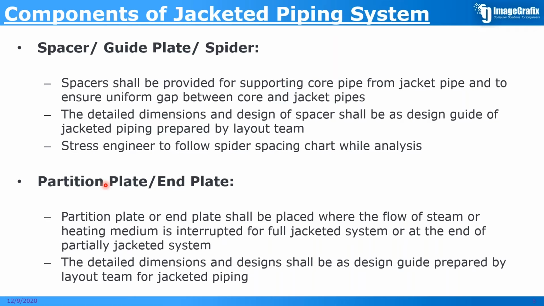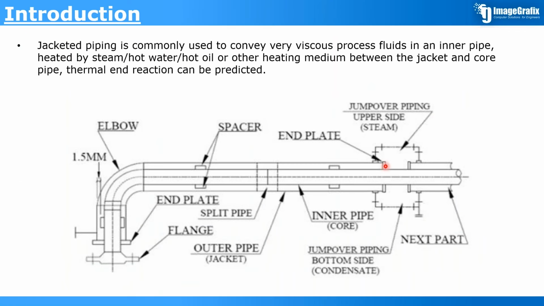Then some partition plates or end plates shall be placed where the flow of steam or heating medium is interrupted for a full jacket system. So in this condition, the flow of steam is going to be interrupted between this segment. So I need to have my end plate so that the flow of steam is interrupted. My flow of steam is not going to go beyond this end plate at any condition. So at this location, I'll be having my end plate present.